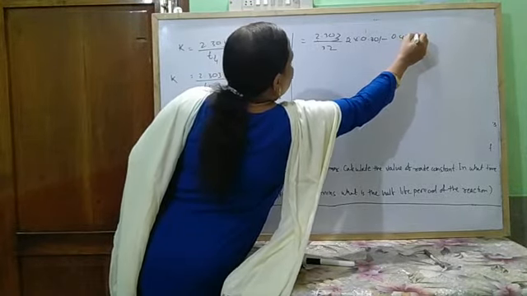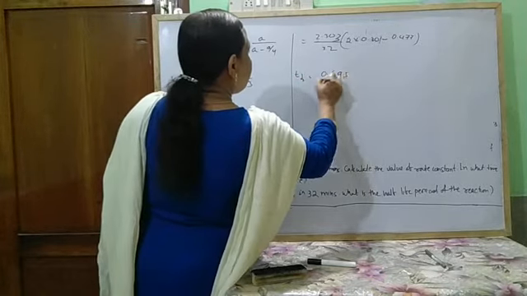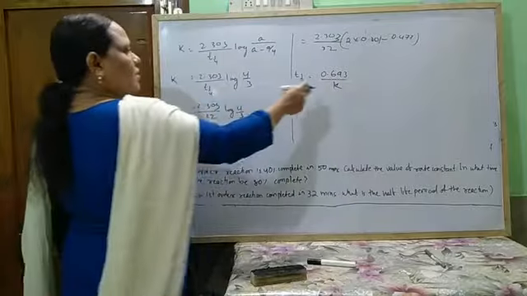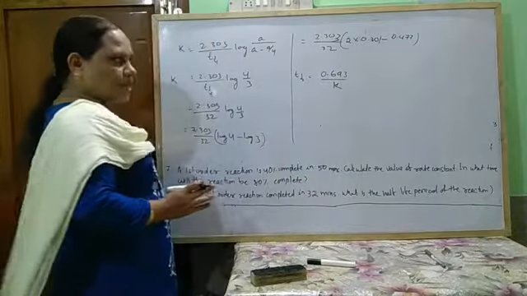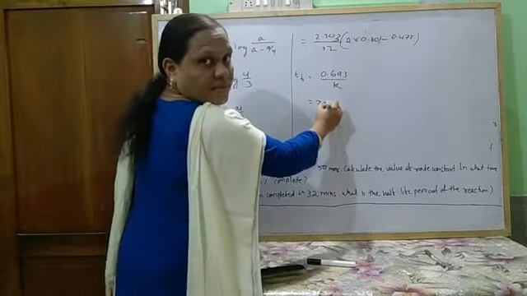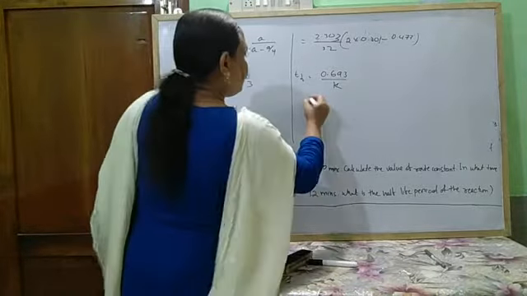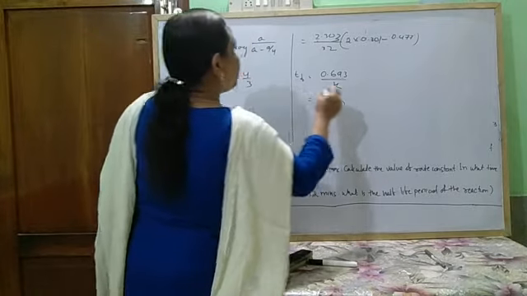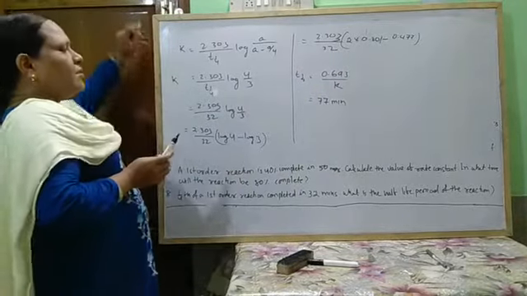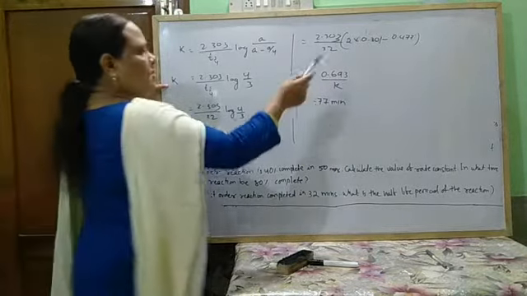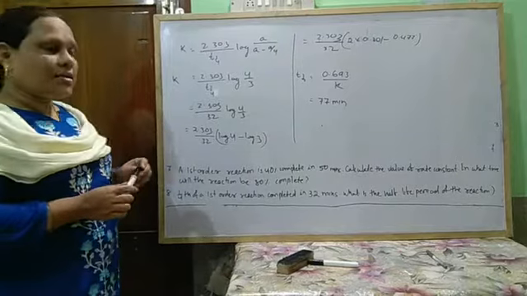After that, another way: T half equals 0.693 by K. Substitute the value of K here, and you will find it is equal to 77 minutes. So the value of T half is 77 minutes. Just subtract, then multiply, then put this value. Otherwise, put the K value here and compare these two, and you can find the T half. Okay.